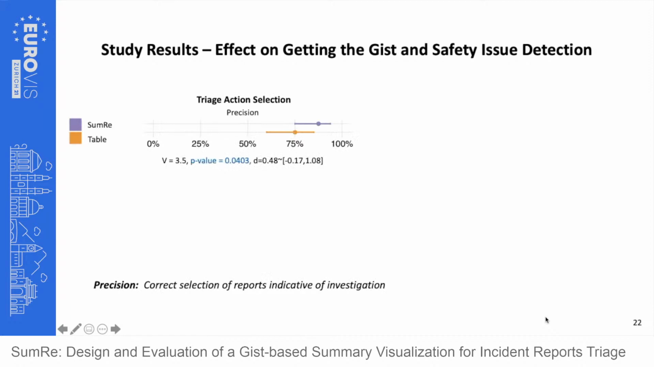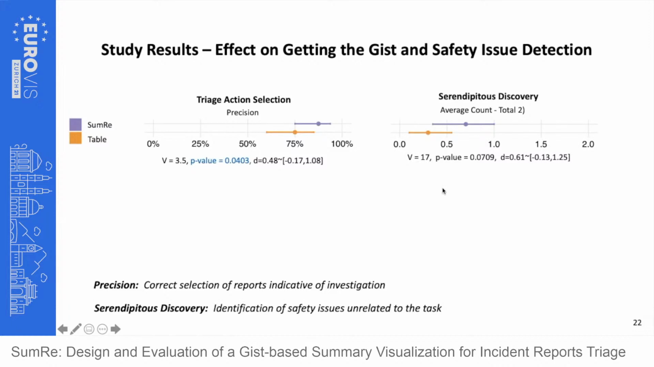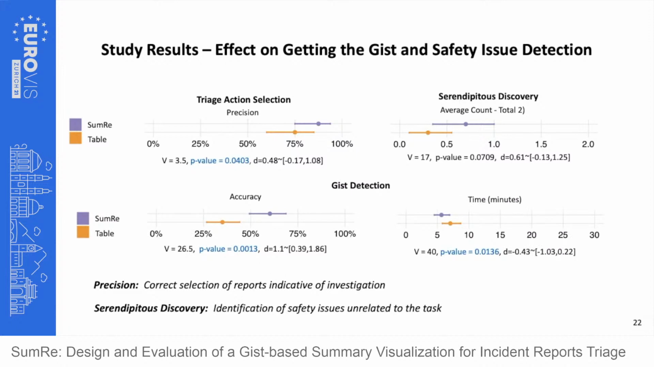Our study results show that participants were able to correctly identify reports that were indicative of investigation, which is also known as precision. Similarly, participants were able to make more serendipitous discoveries with the visual layout as compared to the table, although this result is not significant, but it is an important aspect because practically a drug safety analyst may come across reports that are unrelated to the drugs that they are assigned to. However, reporting on such reports is still very crucial for the drug safety workflow to identify any safety issues. For the questions related to information extraction and comprehension, we see that participants were able to extract this information more accurately and in a timely fashion with the visual layout as compared to the tabular layout.